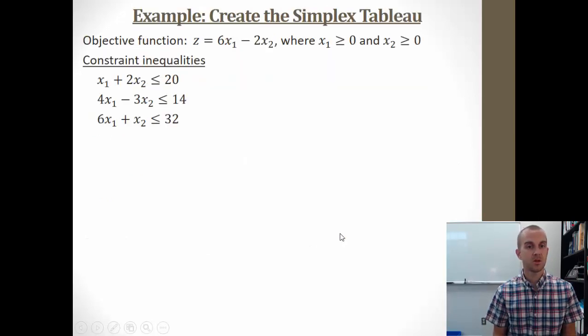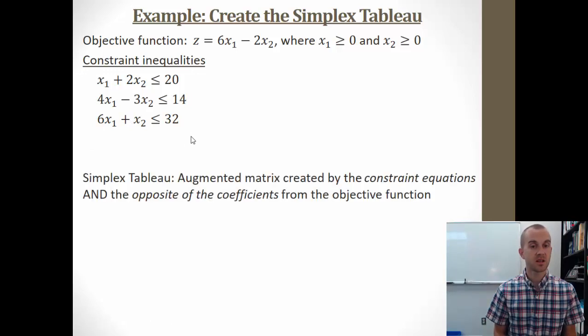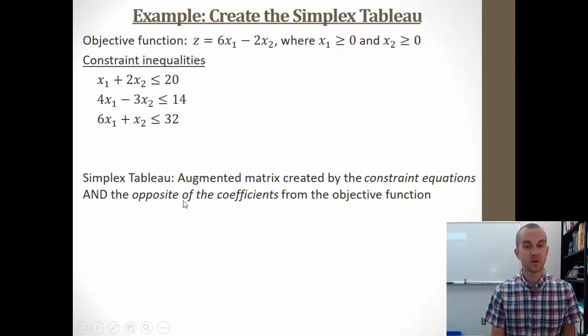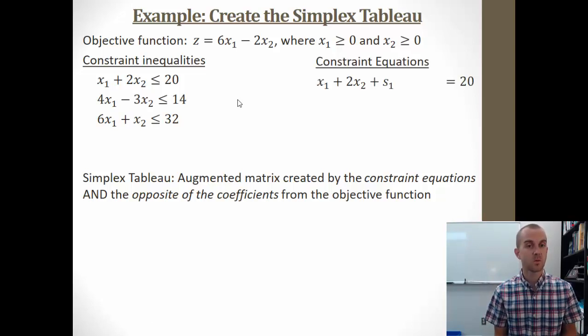So when we're creating our simplex tableau, say here's our example, we have our objective function. We're told that our x values are both greater than or equal to 0 in this objective function, and we have our constraint inequalities. What we want to do for the simplex tableau is create that augmented matrix with the equations and the opposite coefficients of the objective function. So let's create the constraint equations. All I do is I give each inequality its own slack variable. So the first one gets S1, the second one gets S2, the third inequality gets S3 to make an equation. If there was a fourth inequality, there'd be an S4.